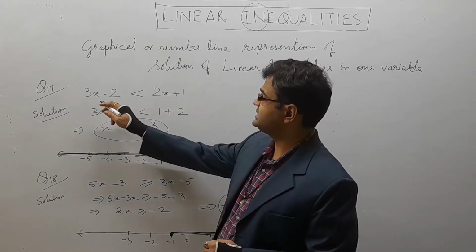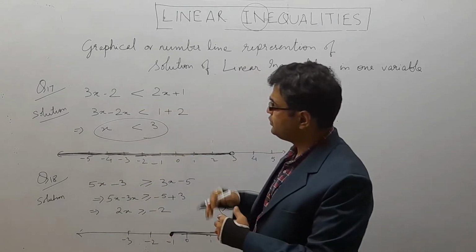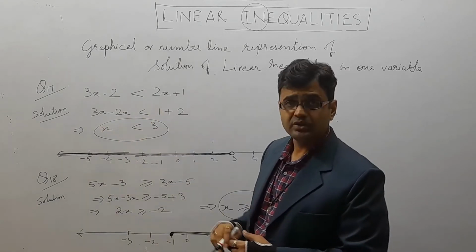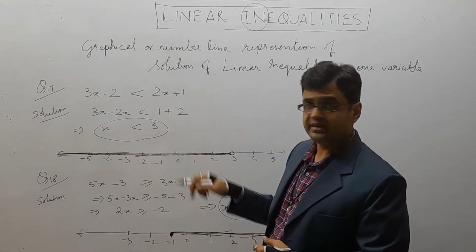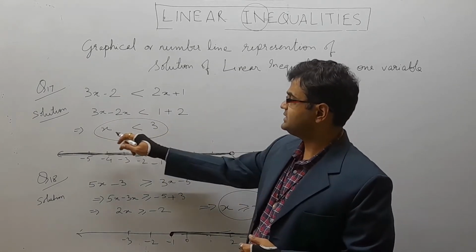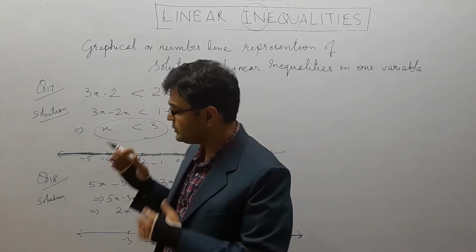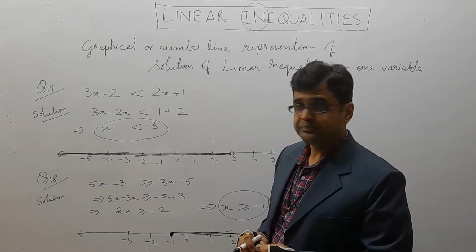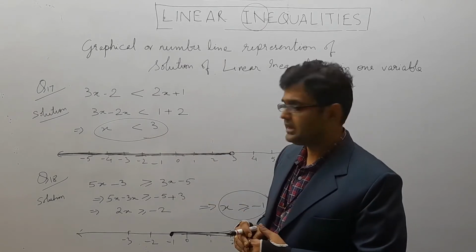Take this question, 3x minus 2 is less than 2x plus 1. So we will solve it in a normal way. We will take 2x to the LHS, 3x minus 2x is less than, we will take 2 to the right hand side, and so what we get is x less than 3. Now here we just have to learn how to represent this on a number line. It's very simple, x less than 3. Here we assume x is a real number.